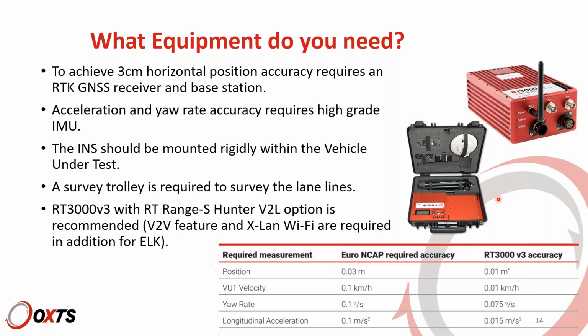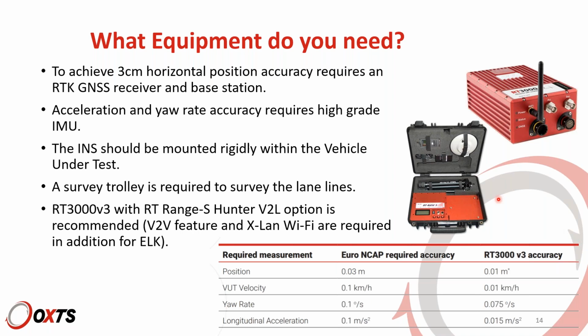The requirements to have high grade acceleration and yaw rate accuracies of 0.1 degree per second and 0.1 meter per second squared, again, require a high grade IMU. You won't be able to get those from a GNSS only solution, because whilst they can tell you where you are and they can average out position, they can't tell you instantaneous accelerations and angular rates in the way that an IMU can.